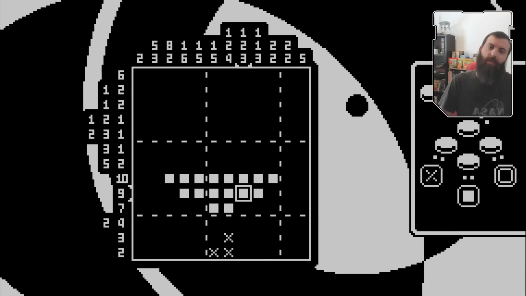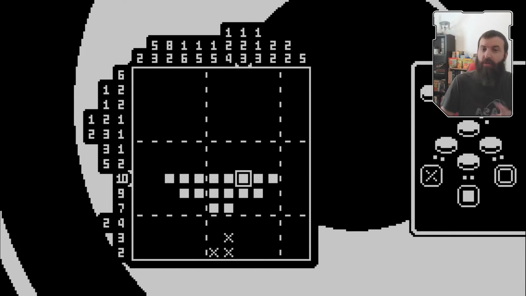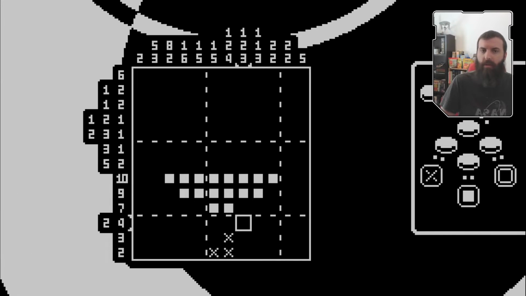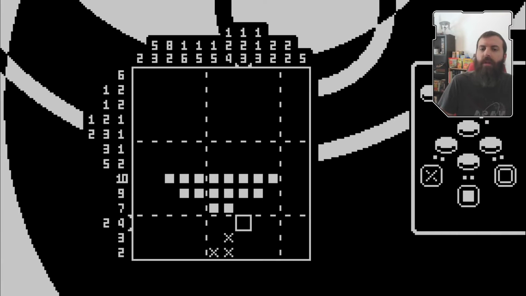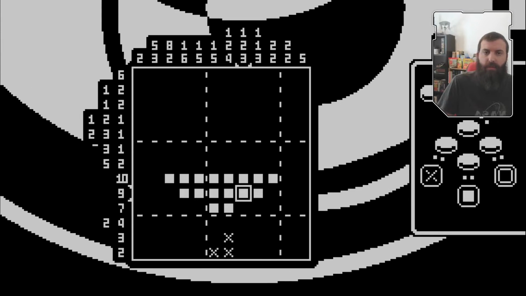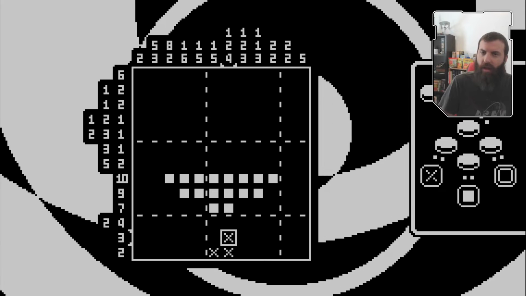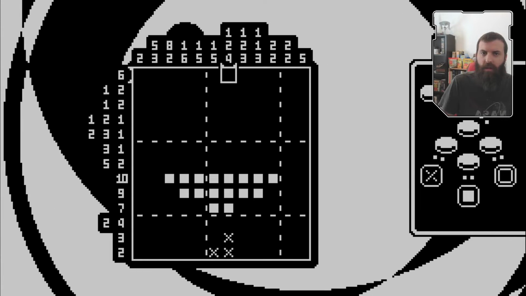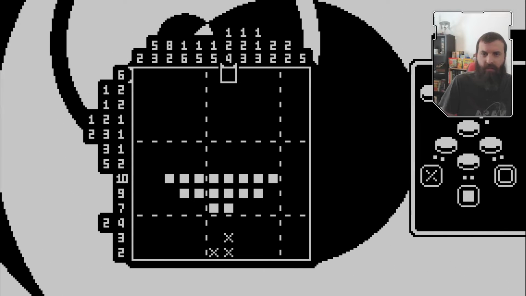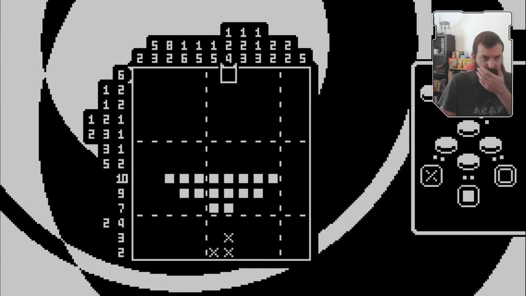For example, looking at this one, this could be part of the 2. This could be the 2 pixels filled in, or it could be part of the 3. We just don't know. These blockouts don't really help us. The 6 here, not really much use there.